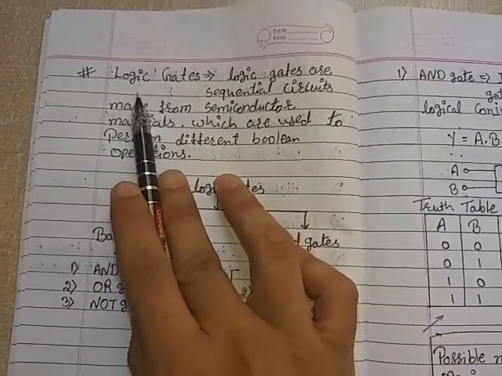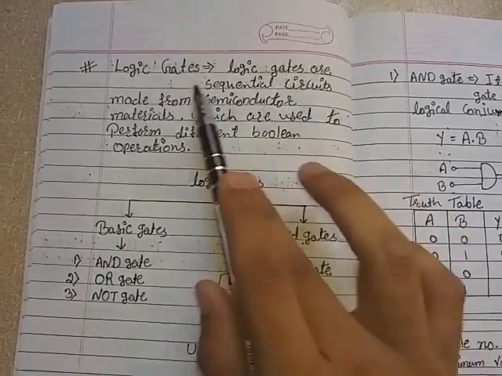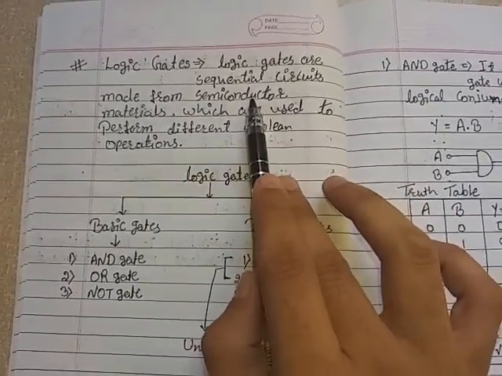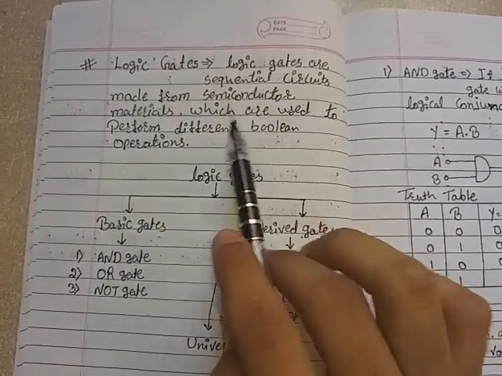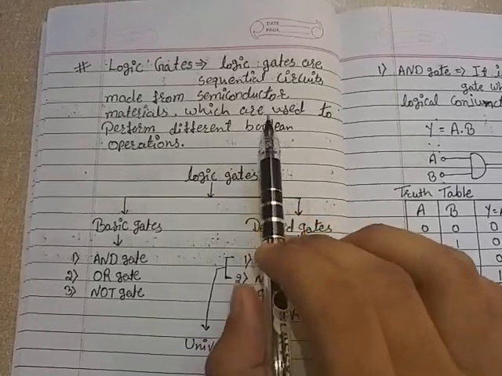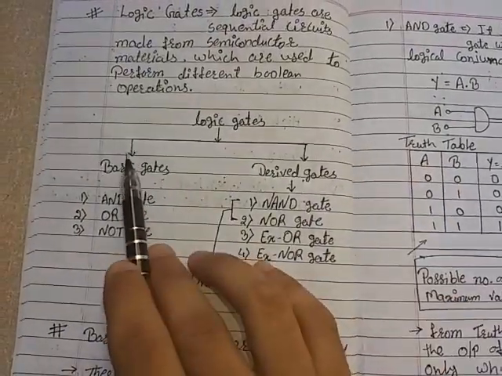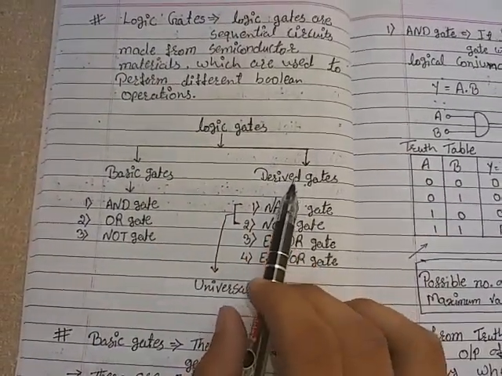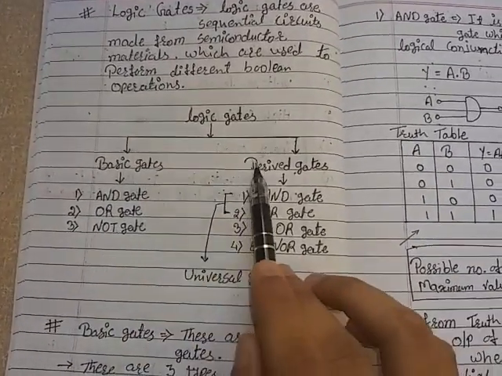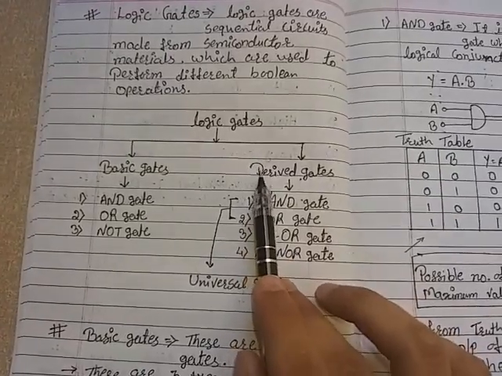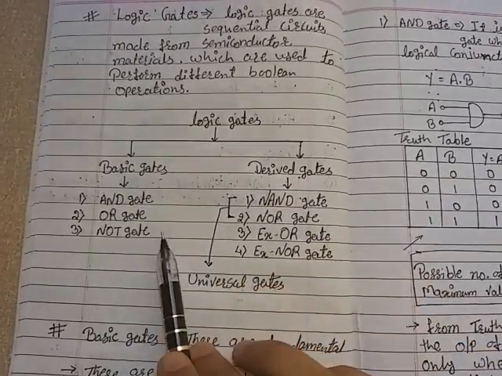Now let's see what are logic gates. Logic gates are sequential circuits made from semiconductor materials which are used to perform different Boolean operations. Logic gates are divided into two types. First is basic gates and second is derived gates. Basic gates are the fundamental gates and derived gates are made by using basic gates, or we can say they are derived by using basic gates.